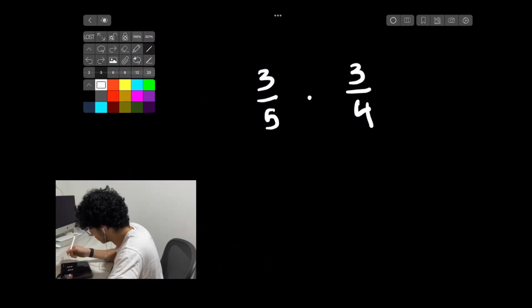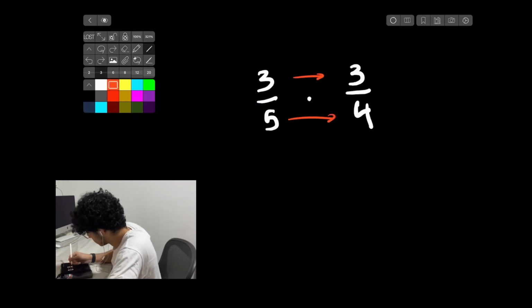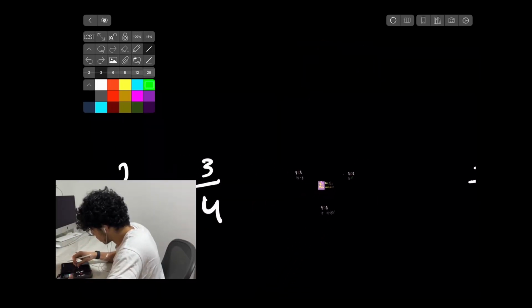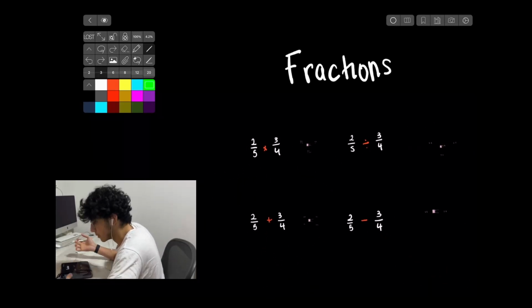Let's say we have 3 over 5 times 3 over 4. Pretty simple. This becomes 3 times 3, which is 9, over 5 times 4, which is 20. We can't simplify this further. This is our answer. Now, how do we do the sample case that we had before?